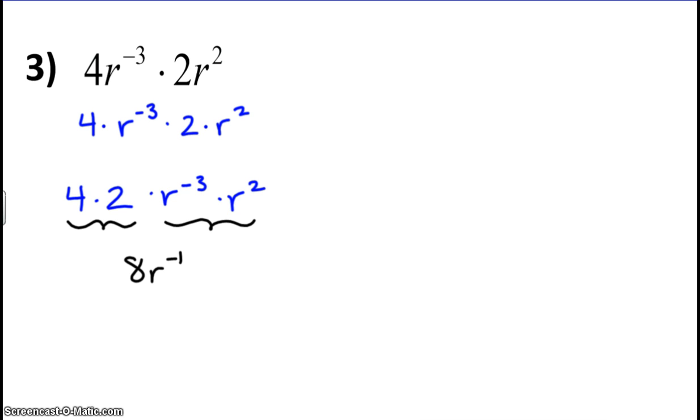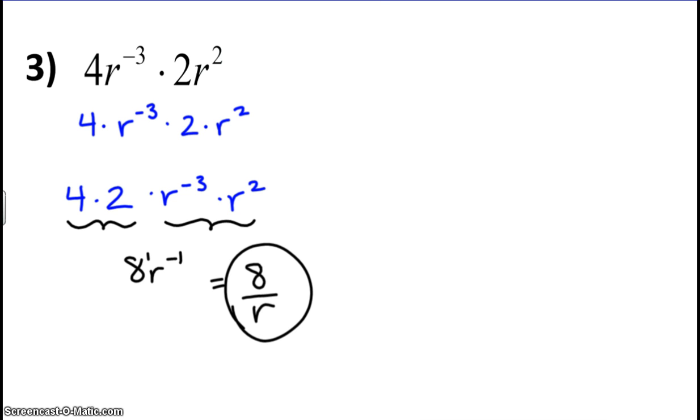Now, here's where I need you to understand something, okay? R to the negative 1, this negative 1 only applies to the r. The 8 has a positive 1 exponent. Because the 8 has a positive 1 exponent, it stays on the top of the fraction, while the r is the only one that moves. So the answer to this is 8 over r.